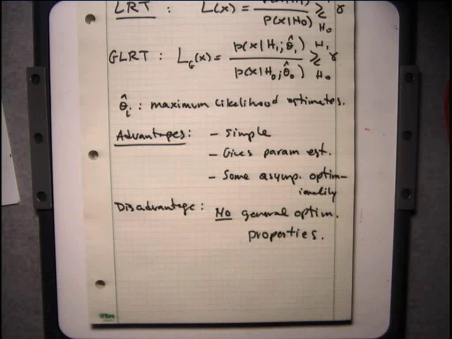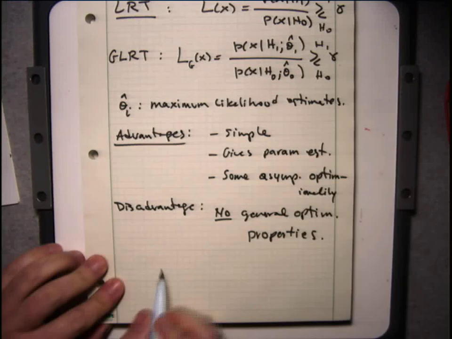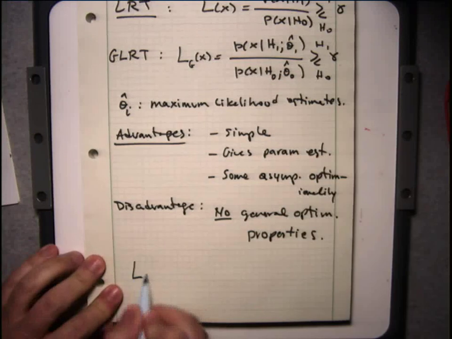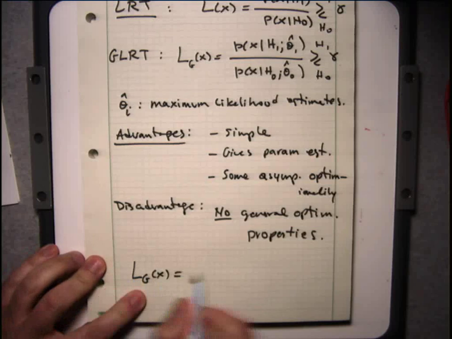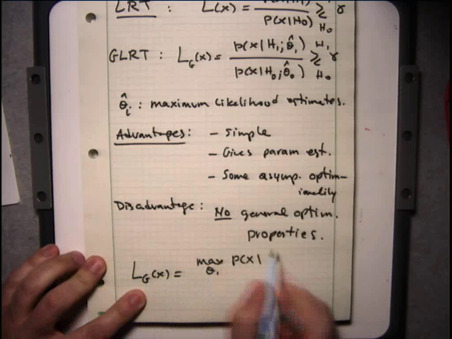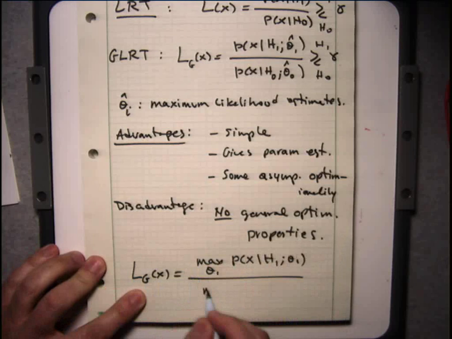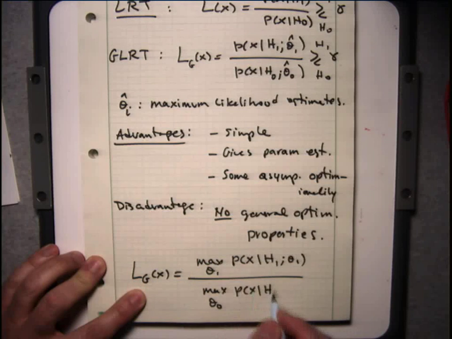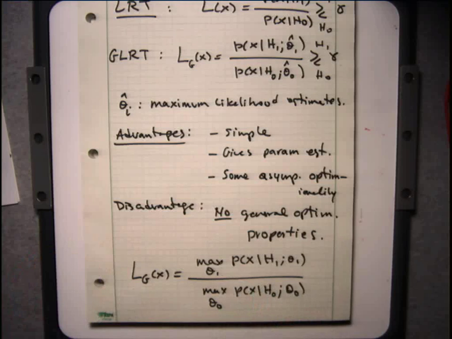Okay, another way to write this, by the way, I should say, is g of x is basically you're doing max over theta 1 p of x given h1 theta 1 divided by max over theta 0 p of x given h0 theta 0. Okay, because that's the definition of maximum likelihood. All right, so let's do an example of how this works.